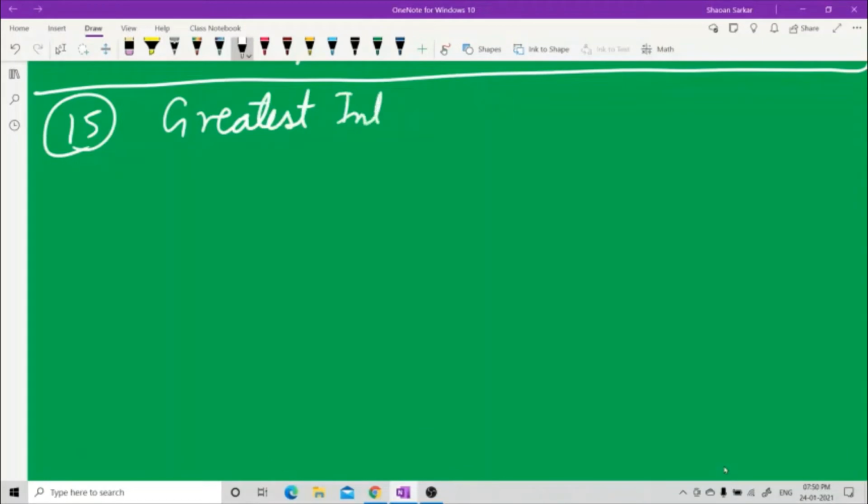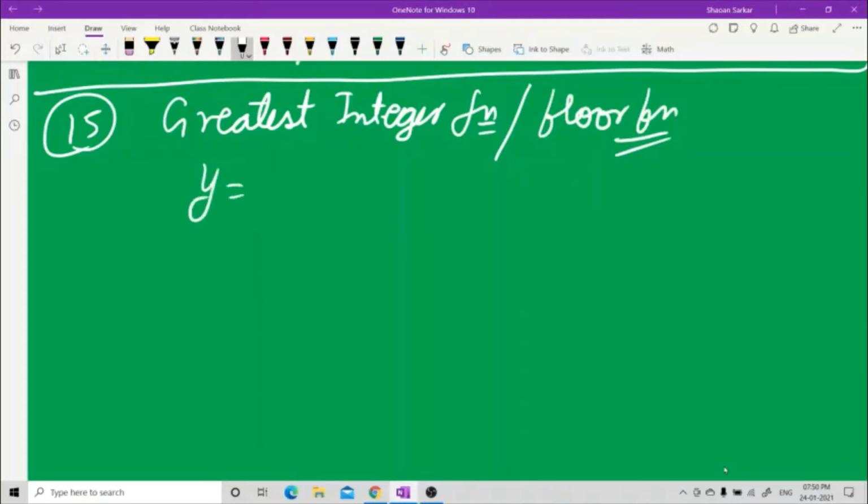Greatest integer function, also called the floor function. I will use the word floor function. This is written as y is equal to f(x). This is the way it is written, floor function.